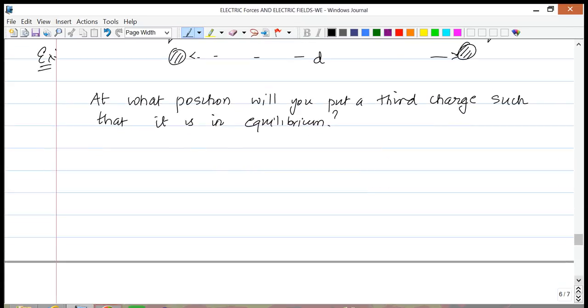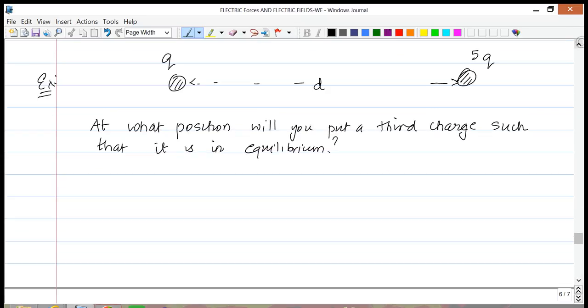What we know clearly is that we want the two forces due to q and 5q on this test charge to be equal to 0. We understand that. So we ask the question, where should it go? Now let us look at the different regions here.